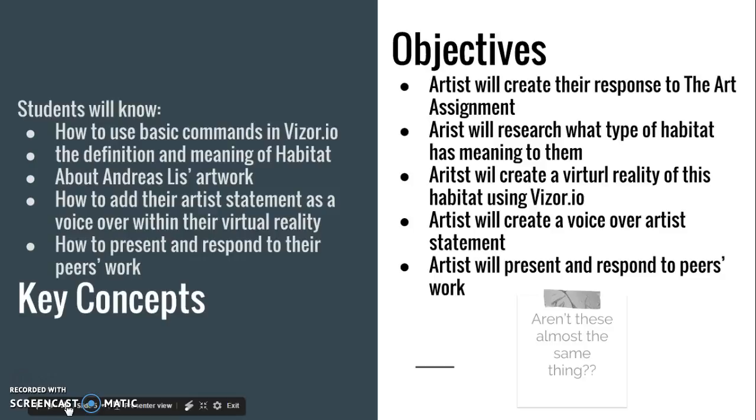Key concepts and objectives, I put them on the same slide because I feel like they're the same, just worded differently. So if I'm misunderstanding one, please let me know. Students will know how to use basic commands in Visor.io, the definition and meaning of habitat, about Andreas Lie's artwork, how to add their artist statement as a voiceover within their virtual reality, and how to present and respond to their peers' work. And the objectives are basically the same, so that's why I thought they might be similar. If you have any ideas or suggestions, please let me know.